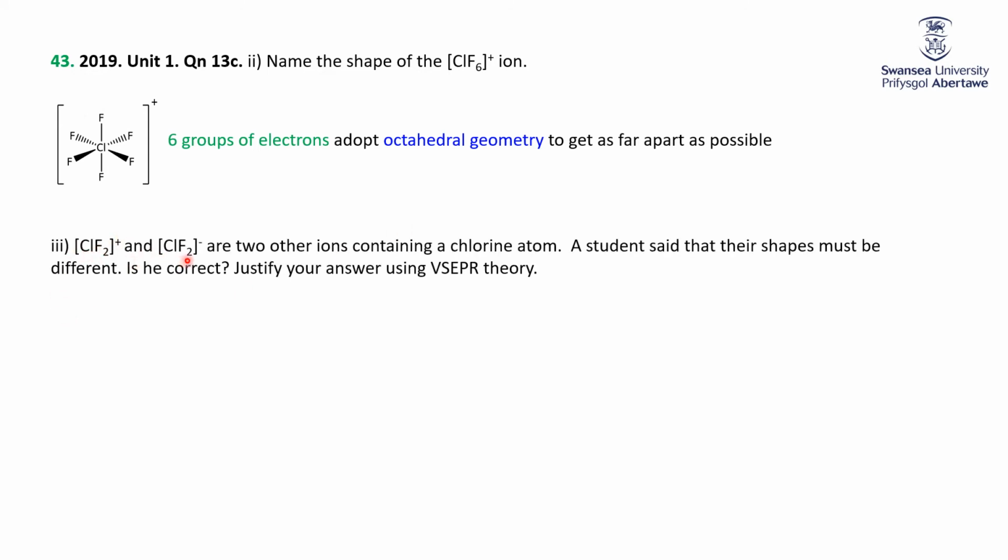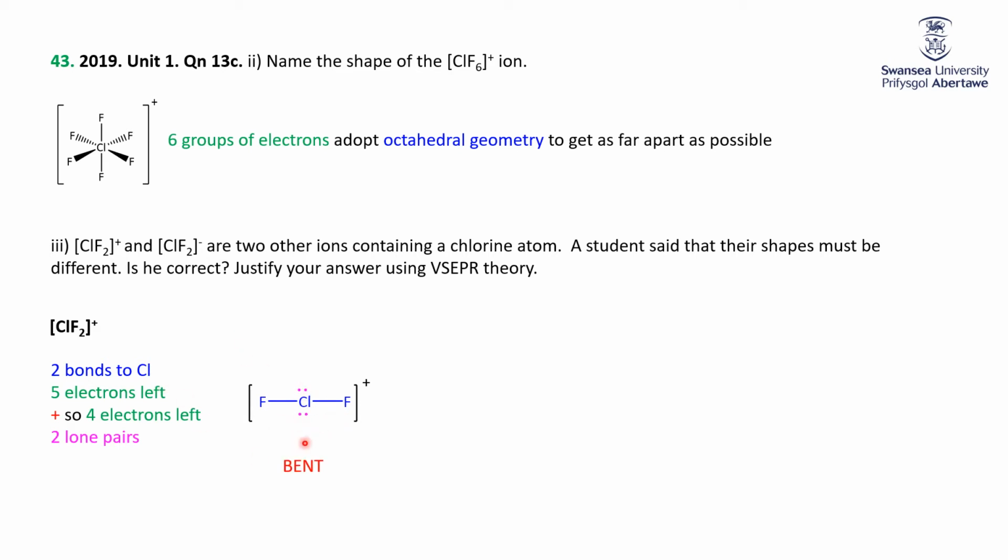ClF2+, ClF2-, 2 other ions containing chlorine atom. Students say their shapes must be different. Is the student correct? Justify your answer using VSEPR. Question in my mind was how far to take this. But anyway, ClF2, you've got 2 bonds to chlorine, so there are 5 electrons left. However, you've got a plus sign, so there's 4 electrons left. Thus, there are going to be 2 lone pairs. So ClF2+, the chlorine is going to have 2 bonds to the fluorine, 2 lone pairs. It will be bent, just like water, just like several other ones that you've seen, the 2 bonding and 2 lone pairs.